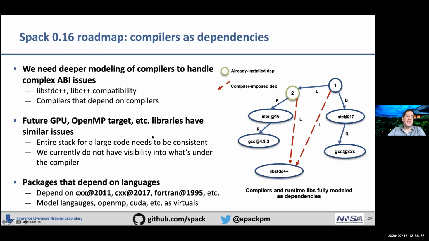The other thing that we are working pretty actively on right now is we are going to make compilers into proper dependencies. And the reason that we want to do this is because right now we don't handle a few things well. We don't handle ABI issues between different compilers as well as we'd like. So things like libstdc++ or libc++ compatibility, we don't model that currently. And so we just sort of leave it up to you if you decide to mix compilers in a Spack graph.